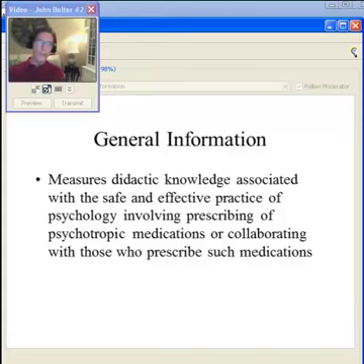Okay, so here's what the opinion is of APA College. They say these measures are didactic knowledge. This measures simple didactic knowledge associated with the safe and effective practice of psychology involving prescribing of psychotropic medications or collaborating with those who prescribe such medications.